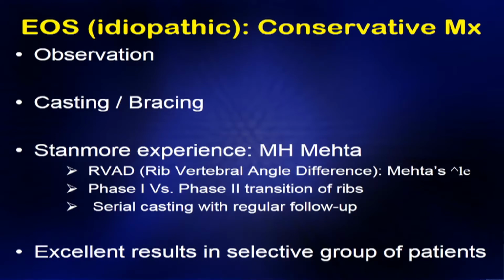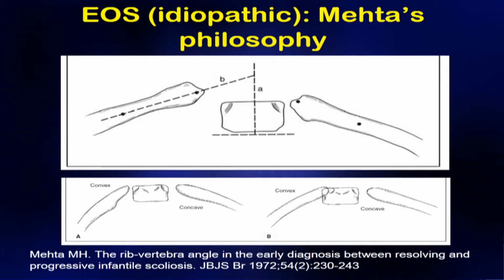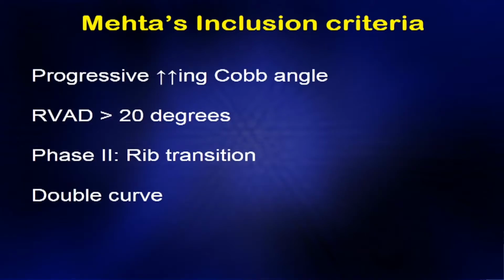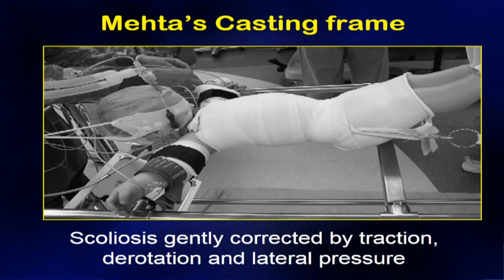And she described the rib vertebral angle difference as being a discriminator in the more progressive curves. And she showed in her paper published in the Journal of Bone and Joint Surgery excellent results in a selective group of patients. Her philosophy was that the RVAD together with the phase was an important discriminator, but she did not hesitate to treat the more progressive curves with her technique. If you have an area of rapid growth, if you guide it with a cast, very much a Ponseti type of approach, it would assist an initially curved spine to gradually straighten out. And her inclusion criteria: increasing Cobb angle, RVAD of greater than 20 degrees, phase 2 rib transition, and double curves for the ones that she treated.